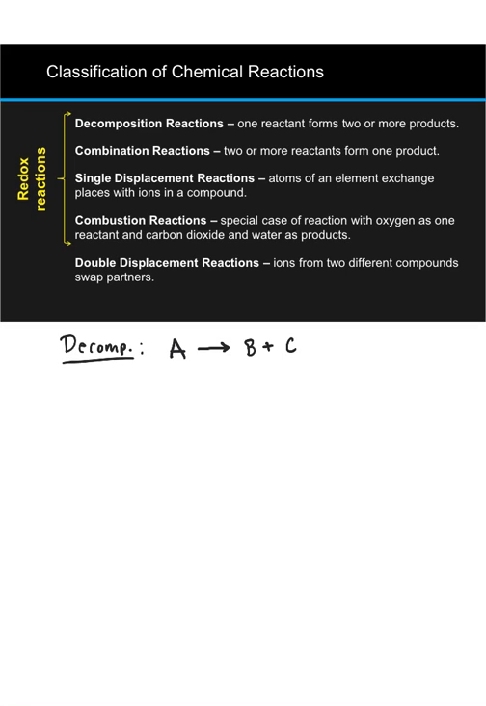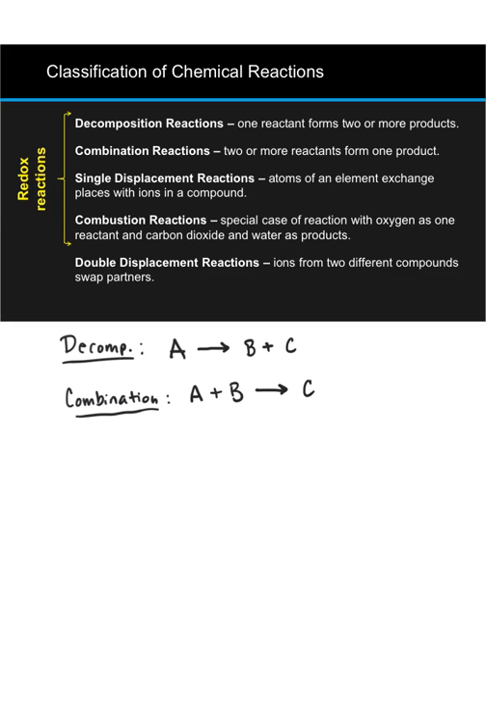The reverse of this process is a combination reaction, where 2 or more reactants get together to form a single product. In a combination reaction, a generic reaction might look like this. 2 reactants, say A plus B, get together to form a singular product, maybe C.